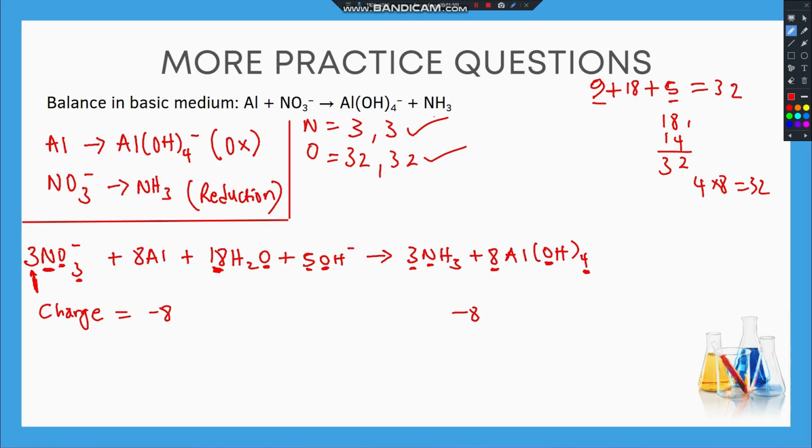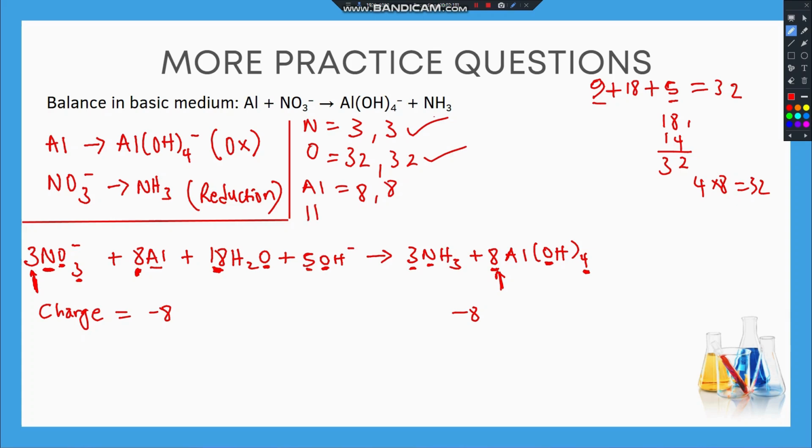The next atom or element that we have is aluminium. How many atoms of aluminium do we have on the left hand side? There are 8 atoms of aluminium over here if you check it out. 8 atoms of aluminium on the left hand side. And then on the right hand side, you can see we also have 8 atoms of aluminium here because of this coefficient of 8. So aluminium is also balanced.